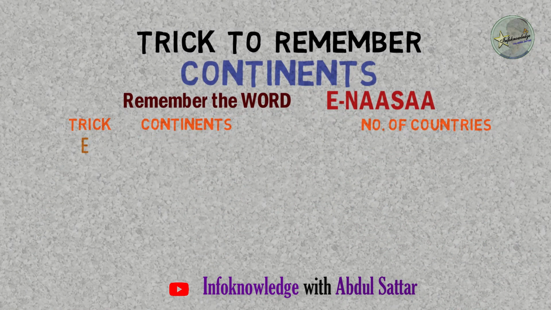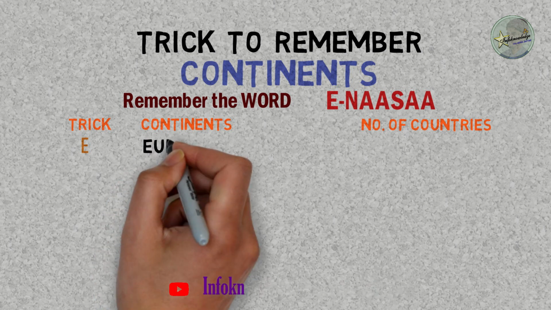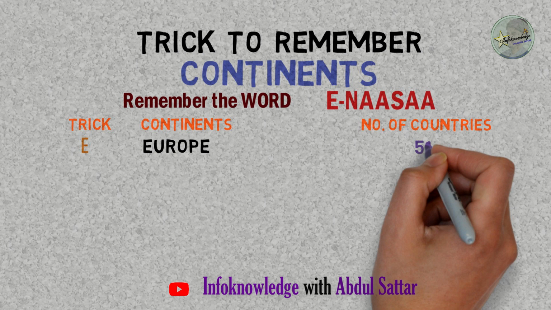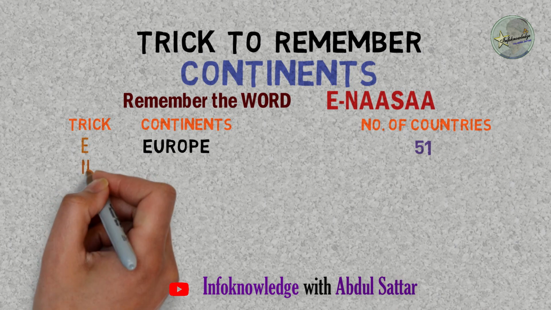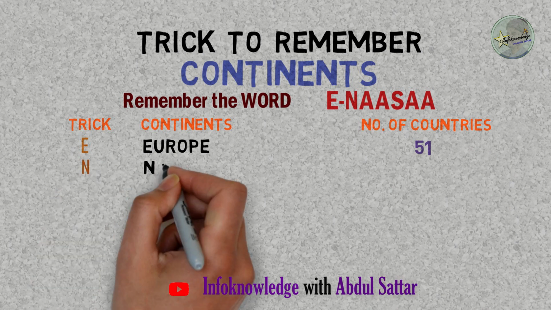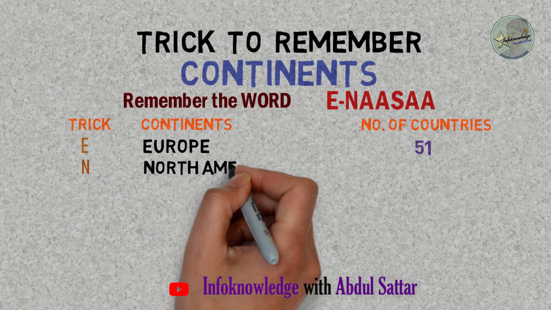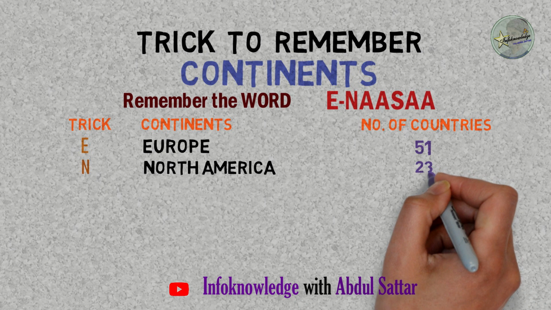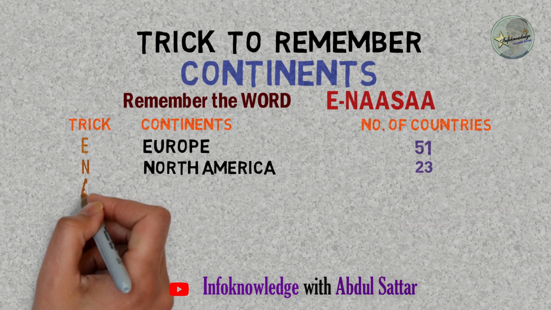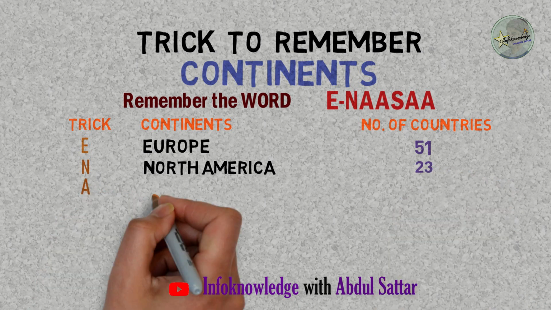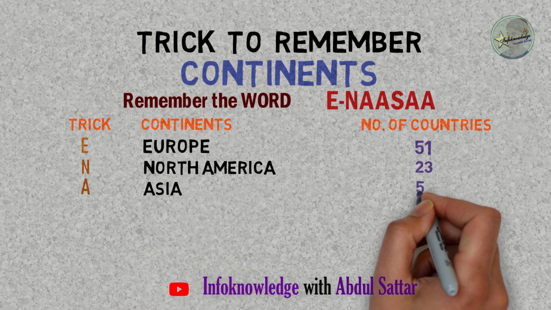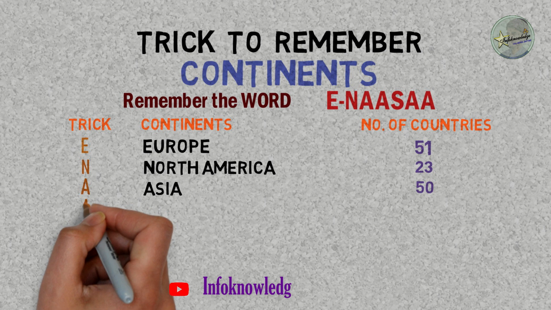First of all, E shows Europe, and there are 51 countries in this. N shows North America, and it has 23 countries. A shows Asia, and there are 50 countries.